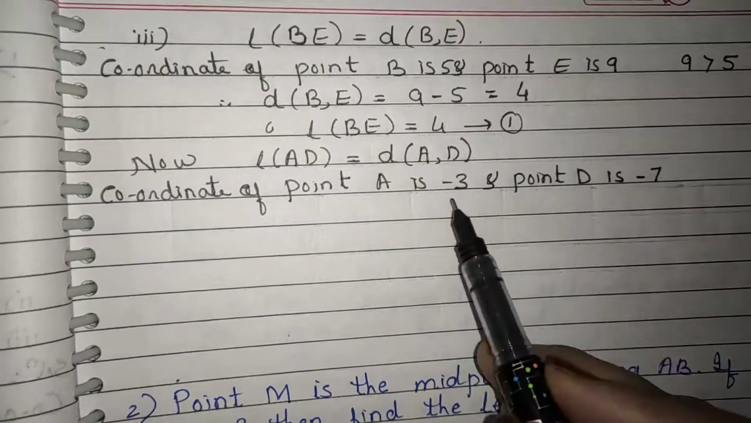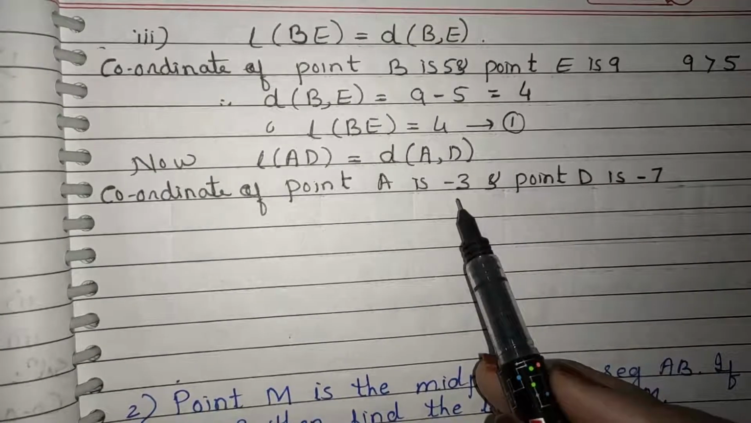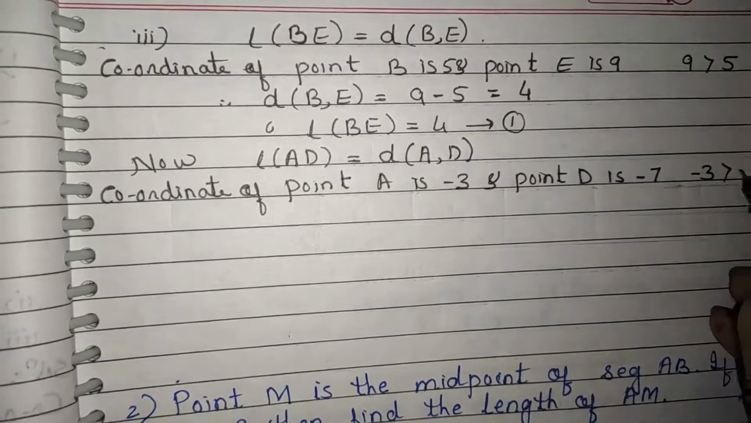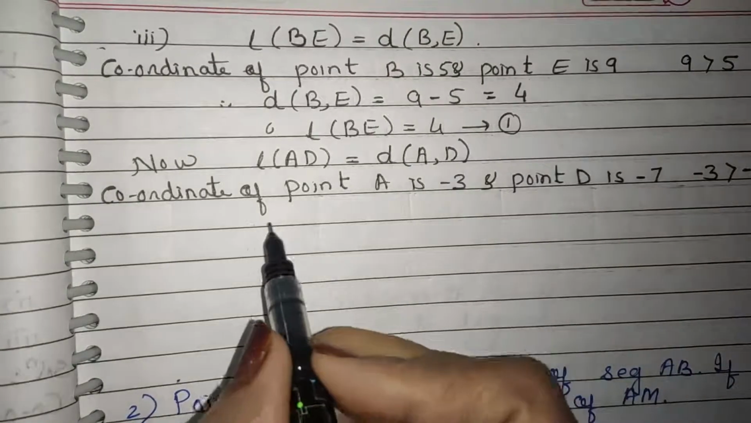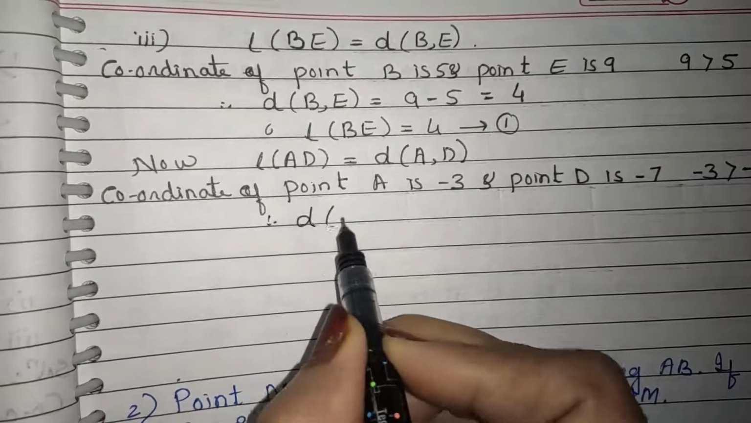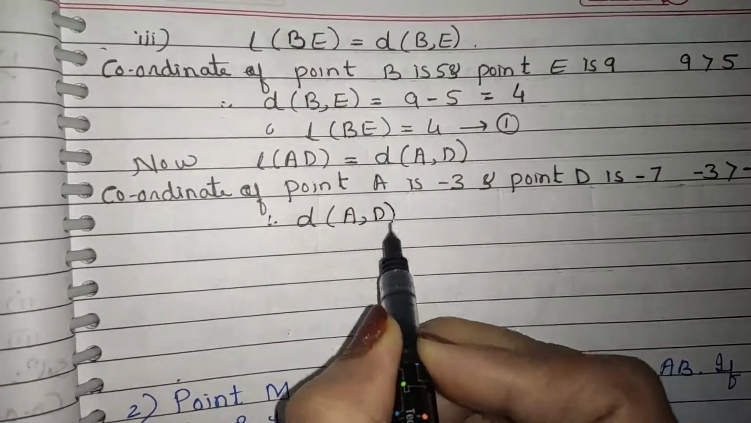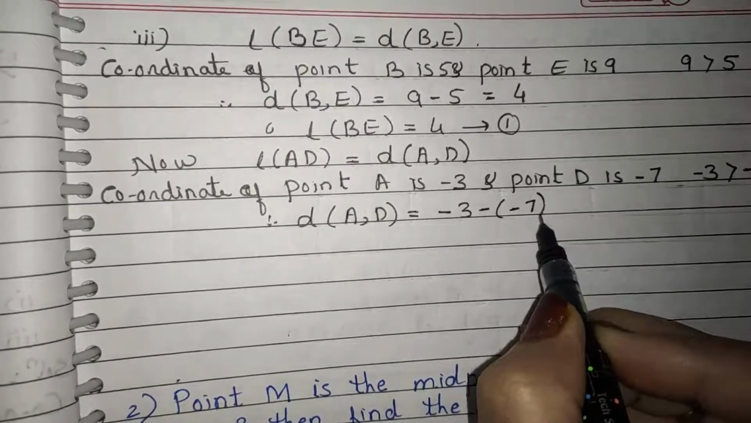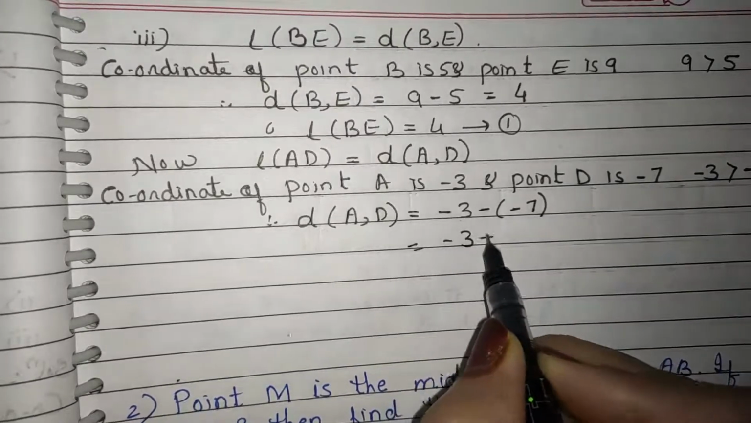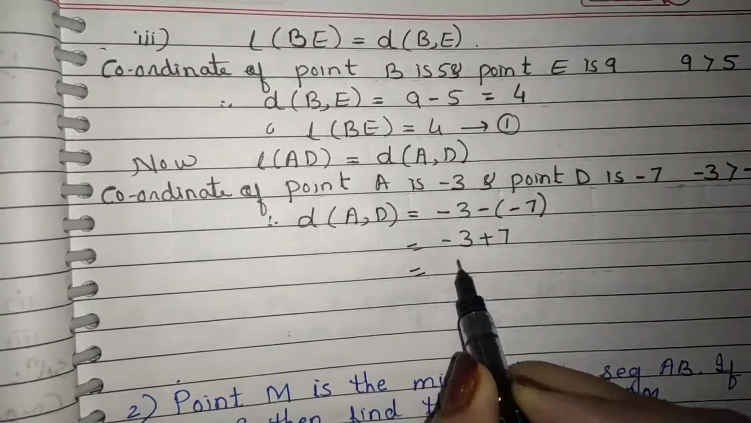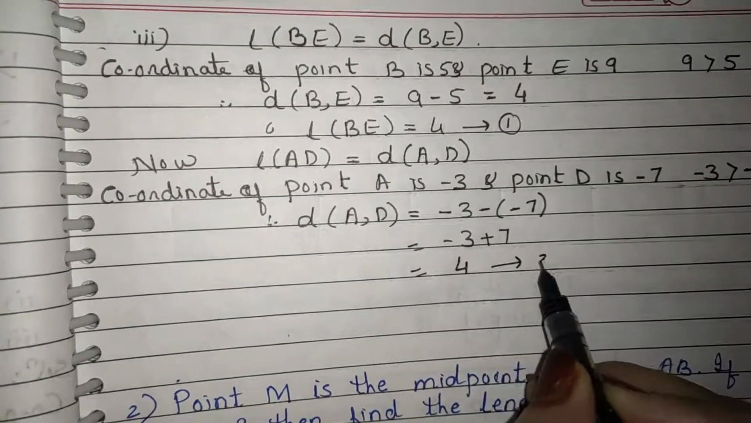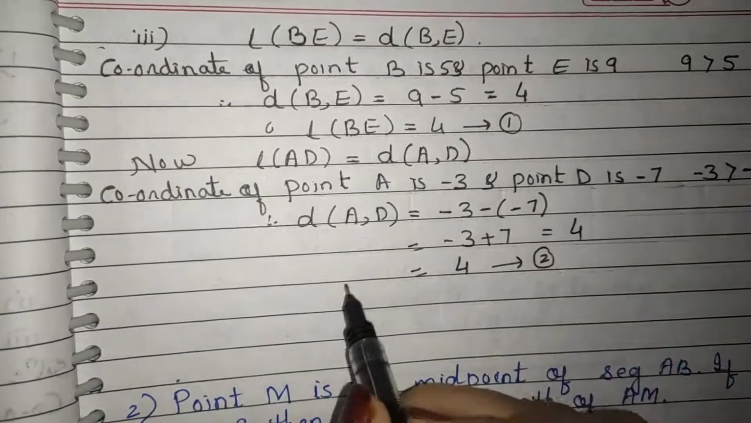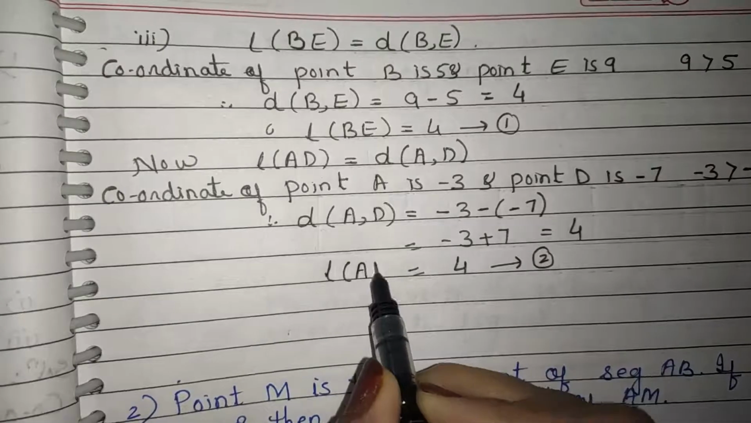Now look here. Which one is greatest number? -3 is greater than -7. Therefore, distance between points AD is equal to -3 minus of -7. Now solve it. -3 plus 7, which is equal to 4. Give it equation number 2. Now it is the value of length AD.